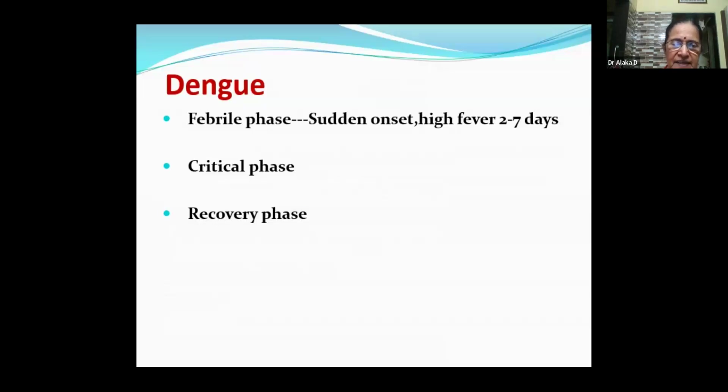That means our body is able to fight against this virus. So these people remain asymptomatic.